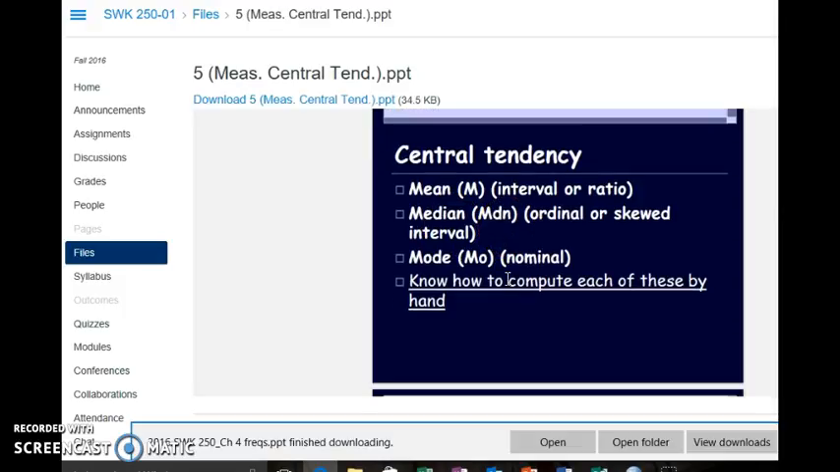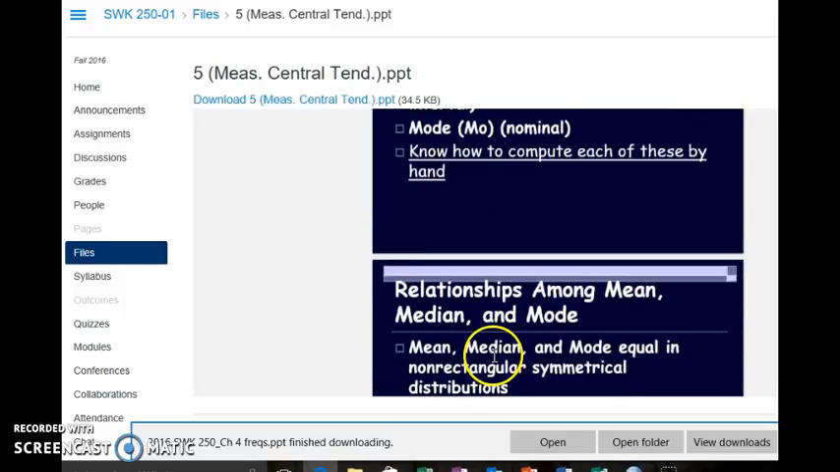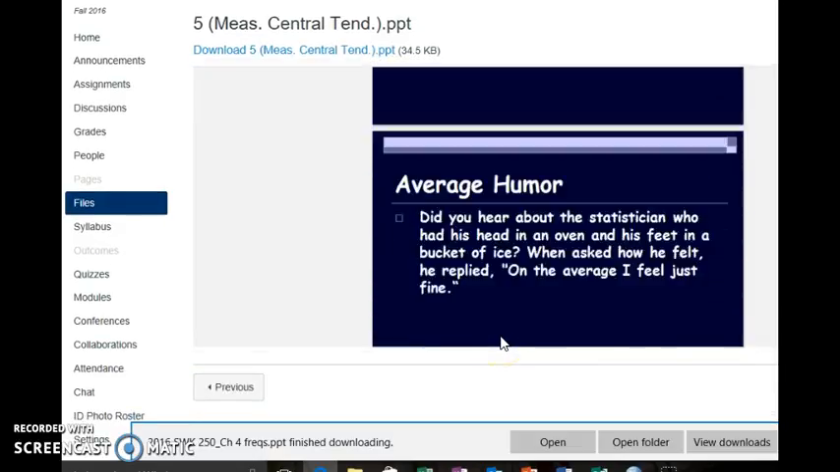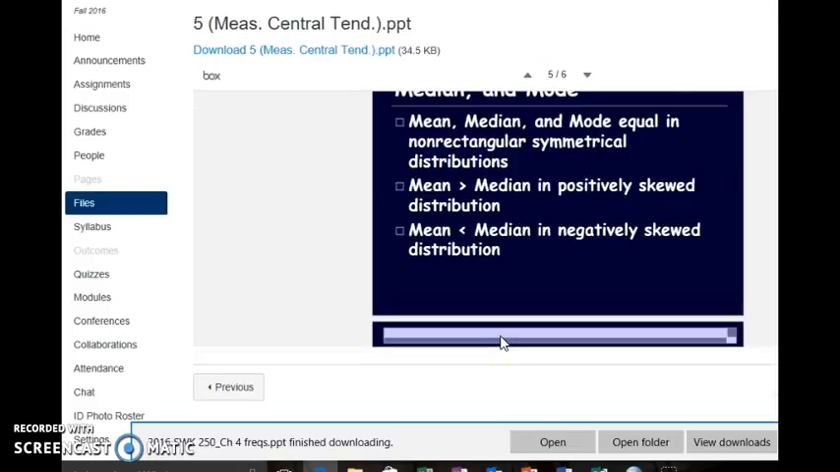Okay, and the last one is nominal mode. That's just what is the most frequent. What is the most frequent value? So when I mentioned race before, that we can't get a mean of race, this would be most appropriate to use the mode. And there's a little bit more information in your text if you want to read on there.